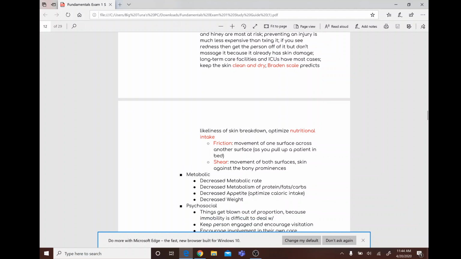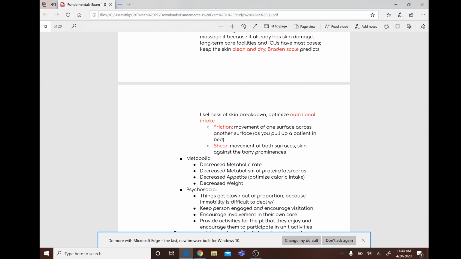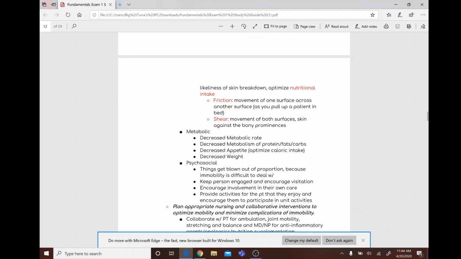Movement of one surface across another surface, like as you pull the patient in the bed. What is shear? Movement of both surfaces, like skin against bony prominences.